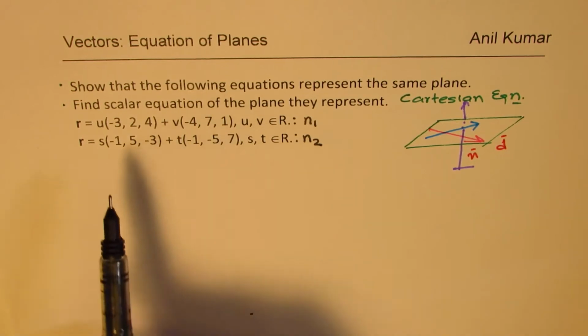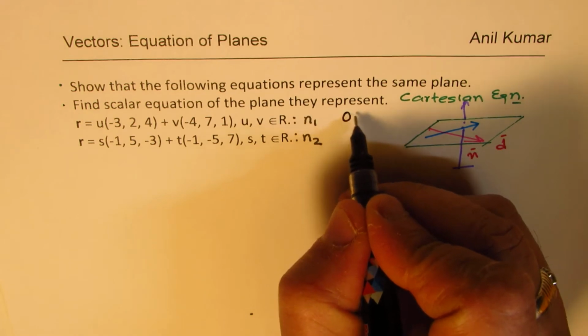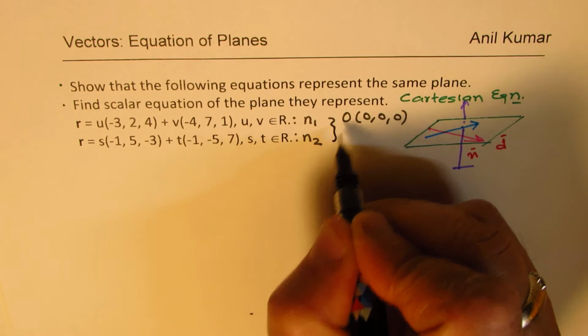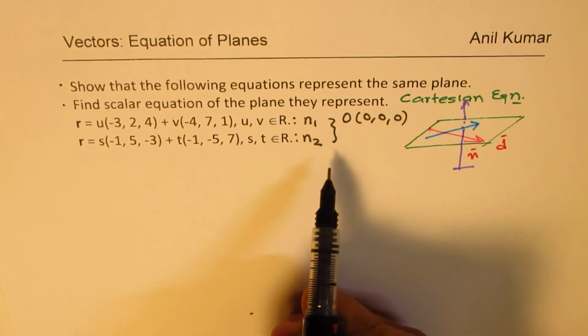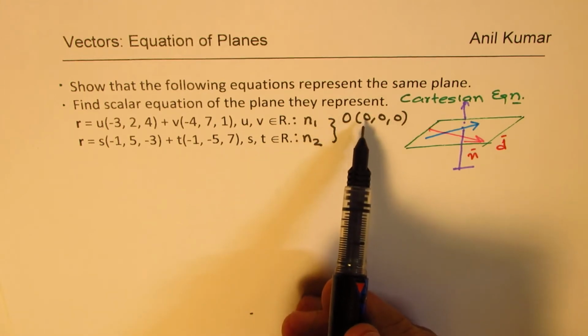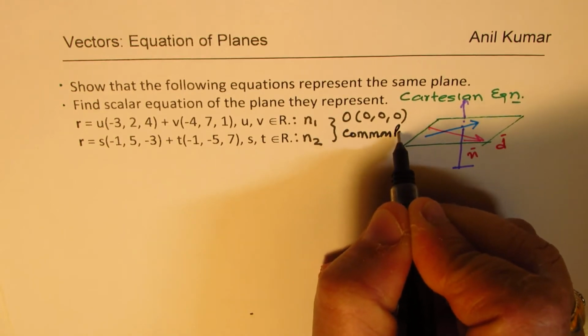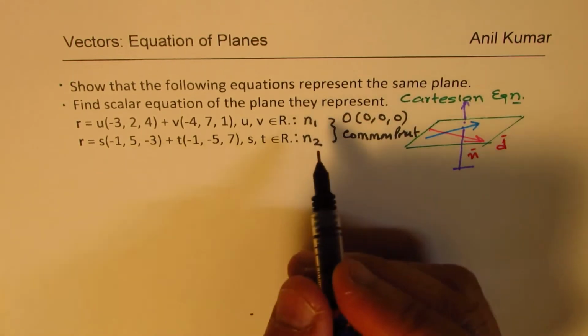You'll also notice that the equation shows that the origin, which is (0, 0, 0), lies on both planes. So if I show that the normals are scalar multiples, in that case we know we have a common point. So this is a common point. Since we know this is a common point, from the normal itself we can ensure that the two planes are the same. So let's find the normal.